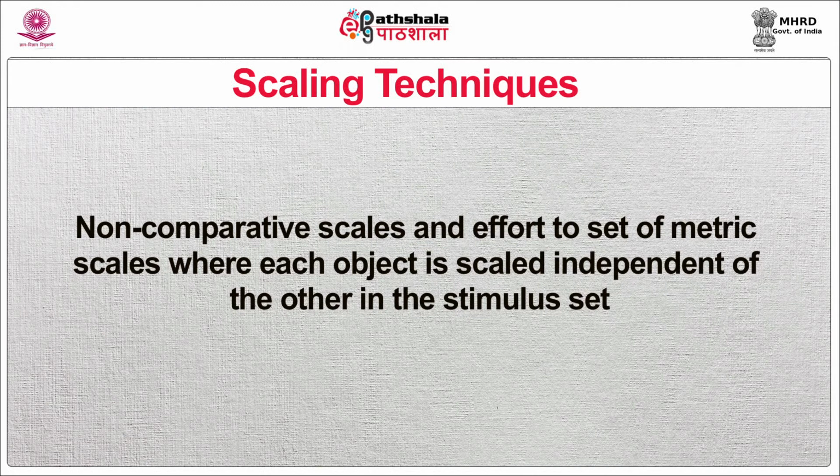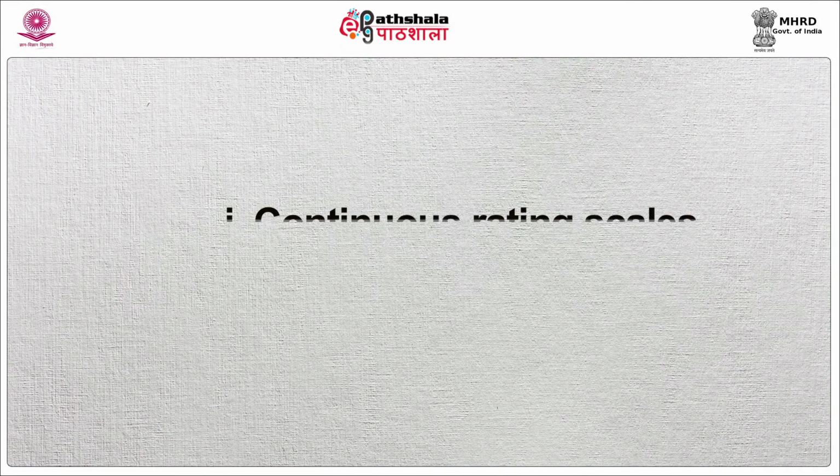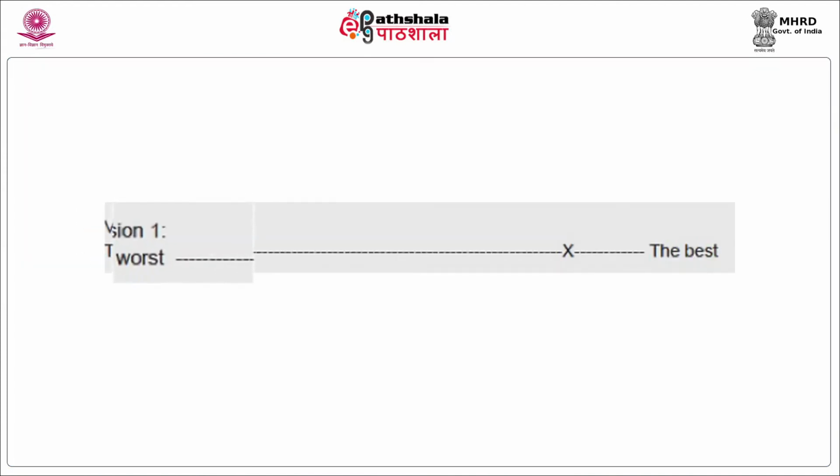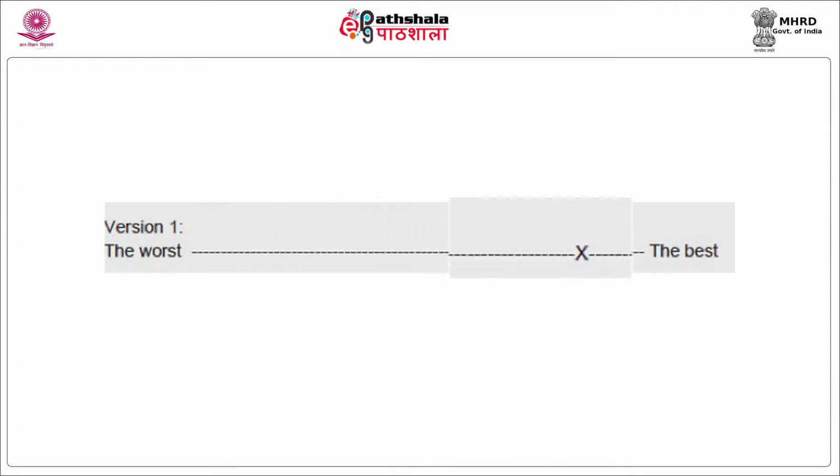Non-comparative scales are efforts to set off metric scales where each object is scaled independent of the other in the stimulus set. The common techniques used in this category are: first, the continuous rating scales. This is also known as graphic rating scale. In this scale, the respondents respond to measuring the object by placing a line on the continuum between two extremes.